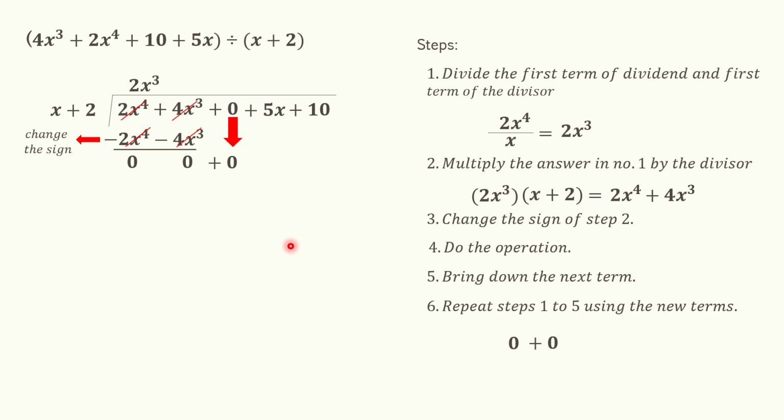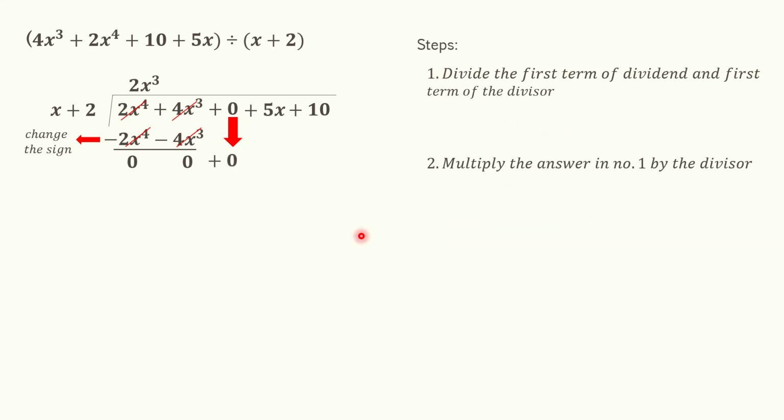Okay? So, balik tayo sa step number 1. So, 0, first term, divide by first term ng divisor, that is x. So, we have 0. Then, isusulat pa rin natin yan dyan, plus 0. Then, multiply 0 by the divisor. So, that is 0 times x plus 2, that is 0 times x, that is equal to 0. 0 times 2, that is plus 0.